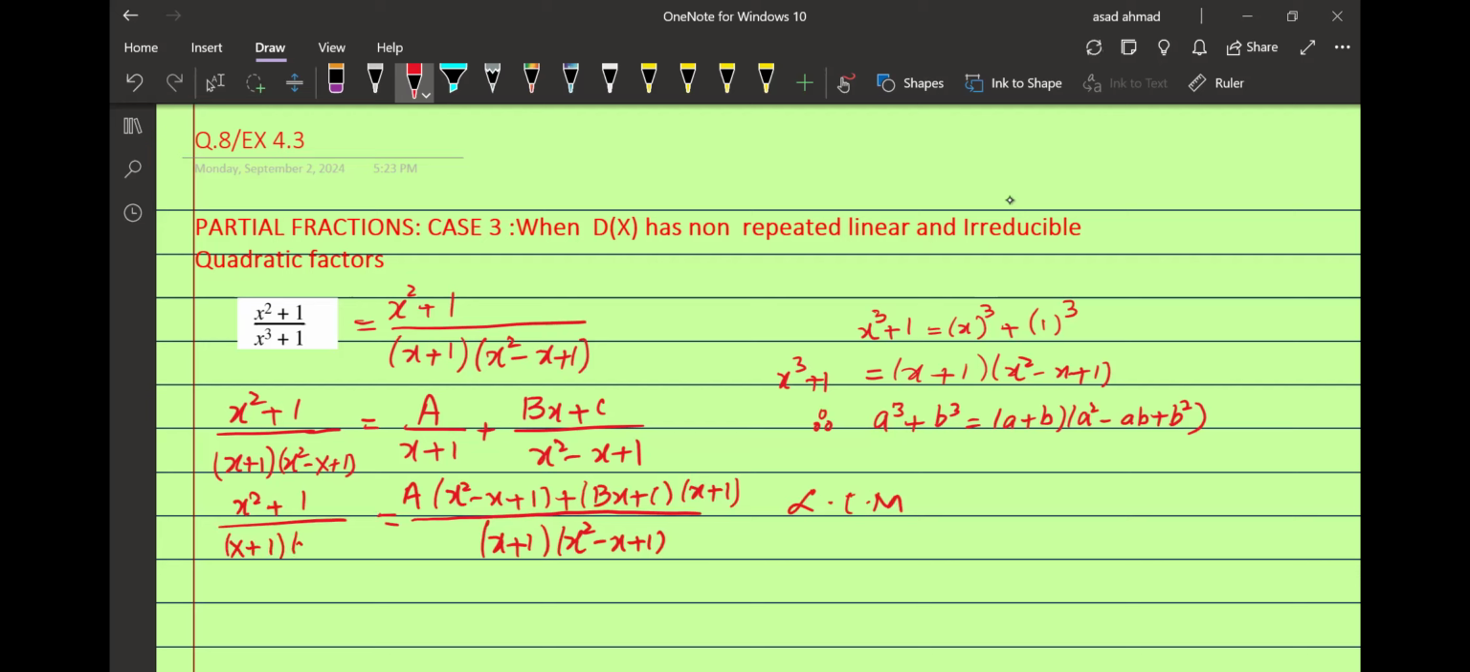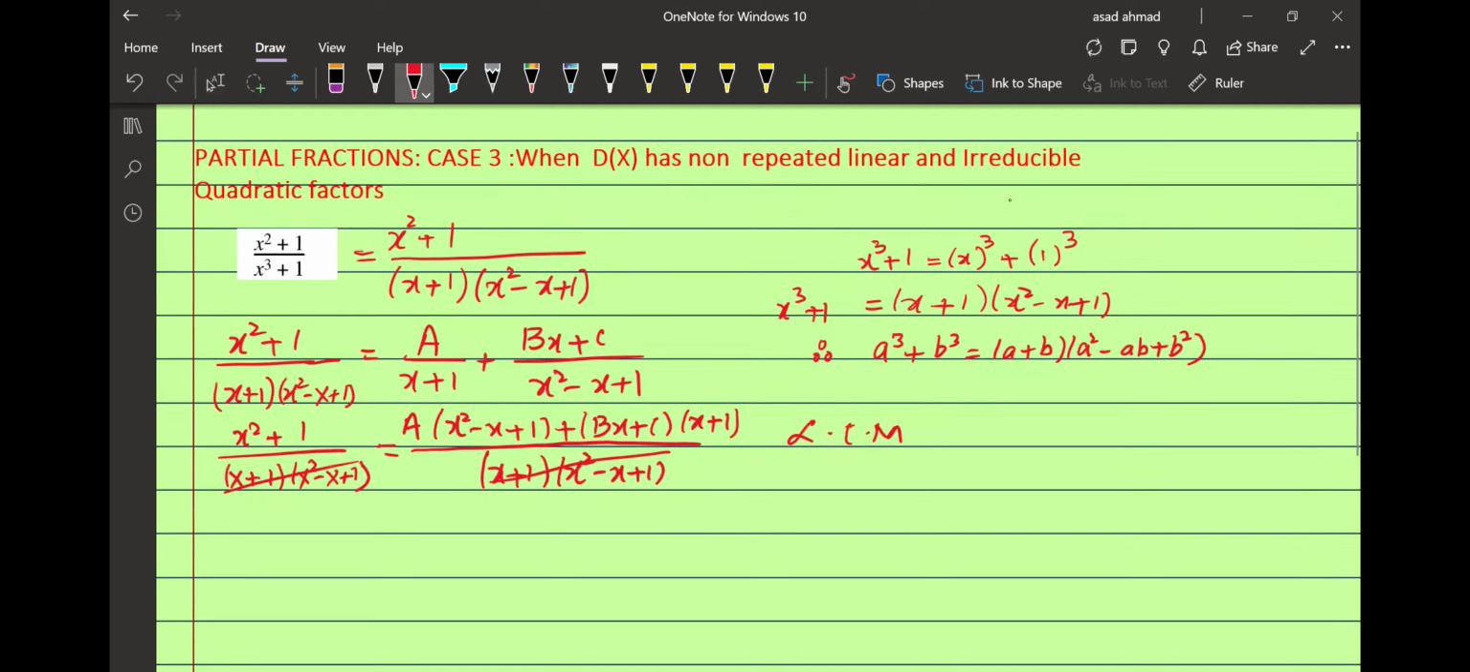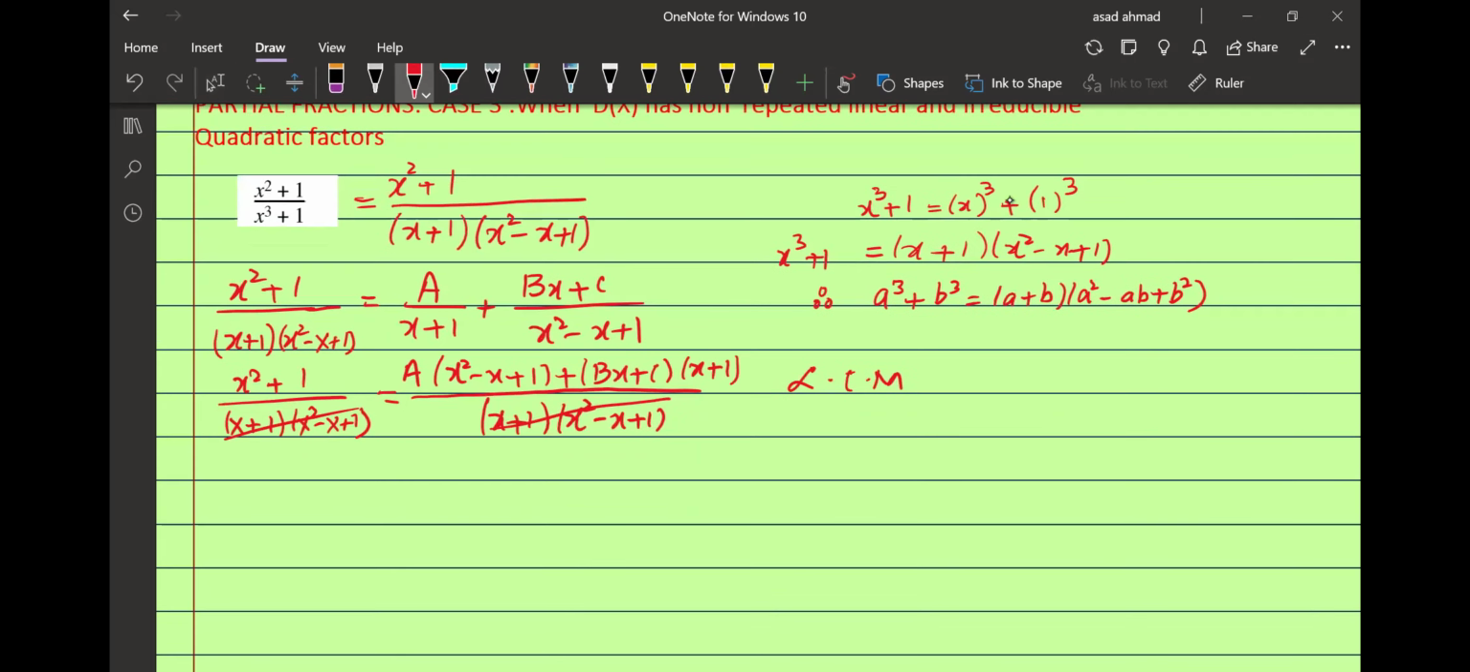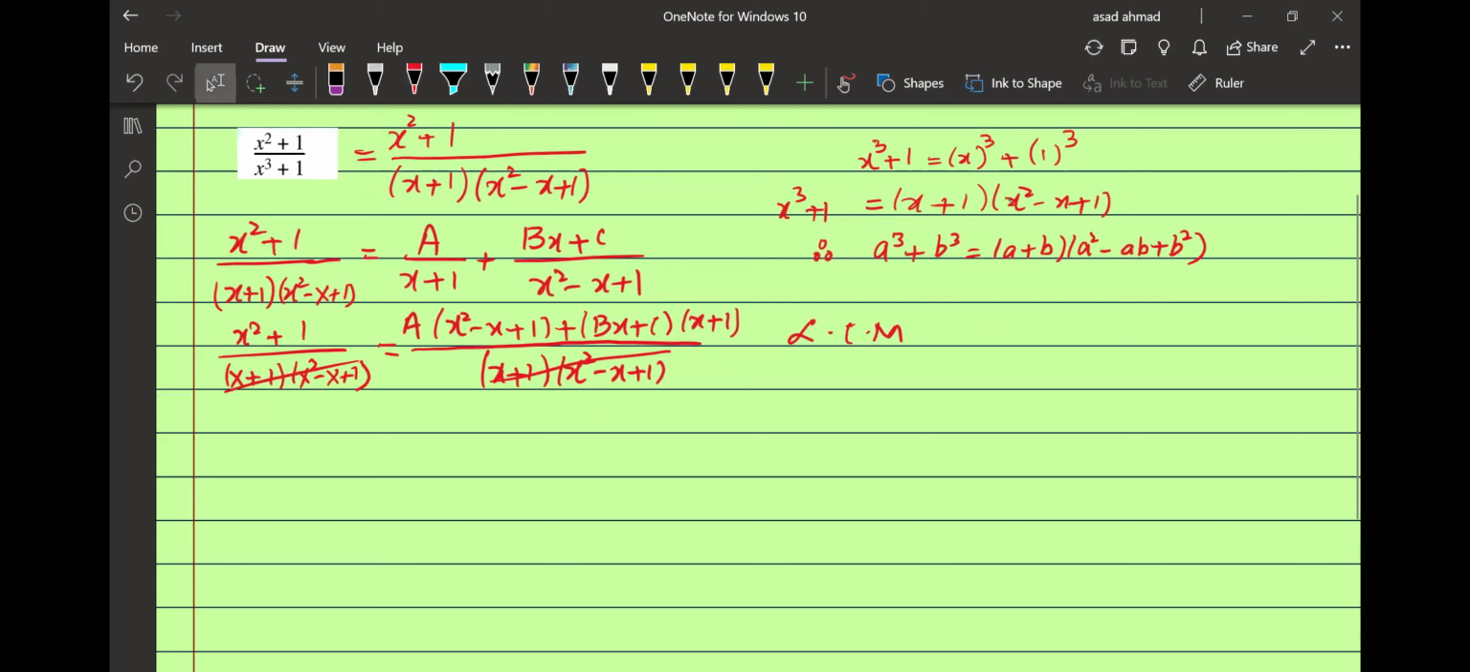And then we will cancel out the denominator like all previous parts. This will be cancelled, and we will have the term on the left hand side as x square plus 1, and on the right hand side it will be A times x square minus x plus 1 and bx plus c into x plus 1. We can rename this first equation now, and then the same procedure for the one linear equation.